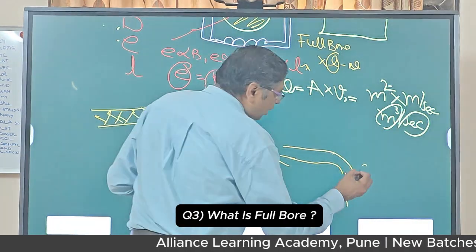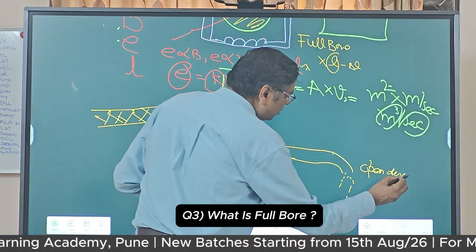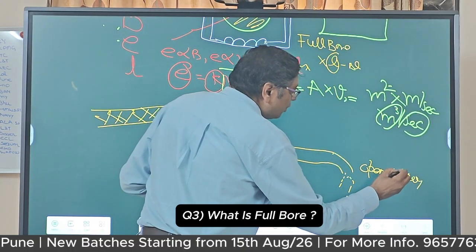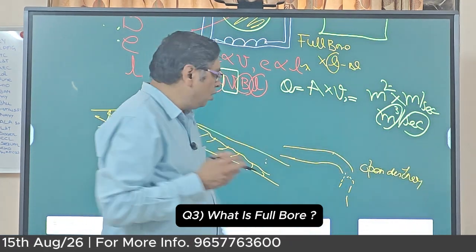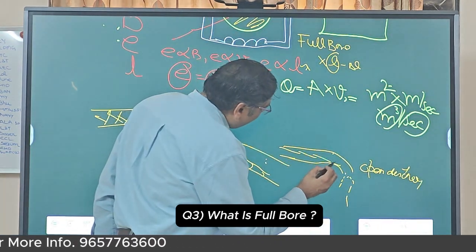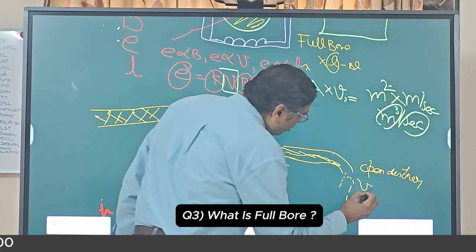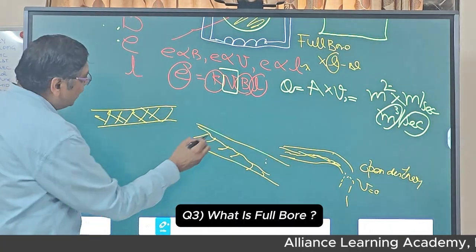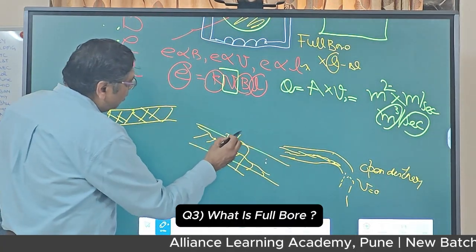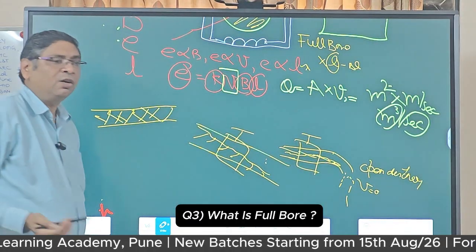If my pipeline is like this, it's called an open discharge. Open discharge. You can say this is like the open discharge in our bottom tank. So what will happen? Here the water may not be full, because here velocity is 0. So it is not full. If I put my flow meter here or here, then it will give an erroneous reading or sometimes a 0 reading.